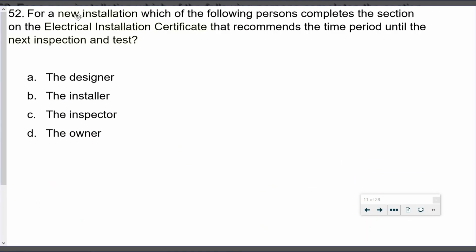Question 52, for a new installation, which of the following persons completes the section on the electrical installation certificate that recommends the time period until the next inspection and test? So at the start, I think we looked at one where it spoke about periodic inspection and testing. This one here is actually talking about the certificate itself. So there's multiple ways in which we can find this. If you don't know the answer, hopefully you do know the answer, I'll show you how to work out your answer route.